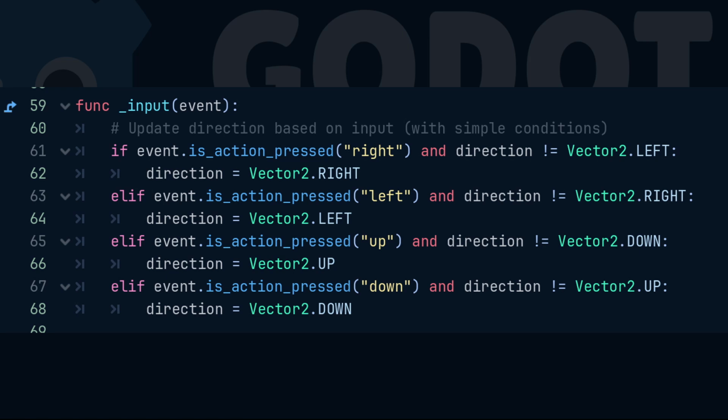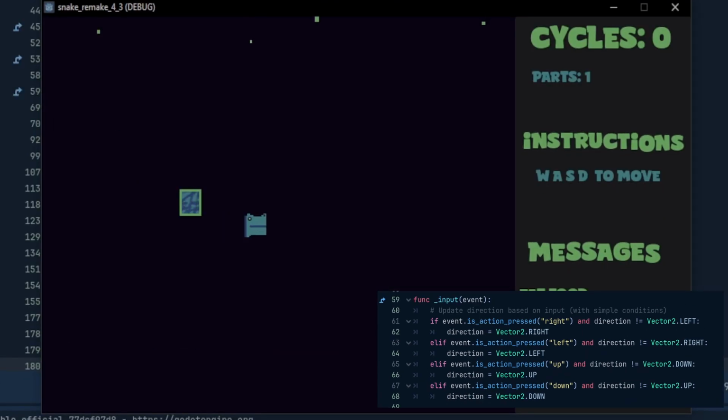To maintain the classic snake game mechanics and prevent the snake from reversing onto itself, we include a condition that checks the current direction. For example, if the right action is pressed and the direction is not equal to vector2.left, direction will be equal to vector2.right. Now in this case, the player is facing to the right, so we can use vector2.right to move to the right and similarly use vector2.left to move to the left, vector2.up to move upward, and vector2.down to move down.